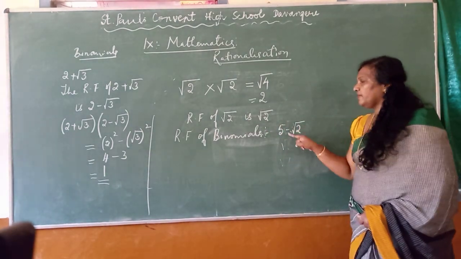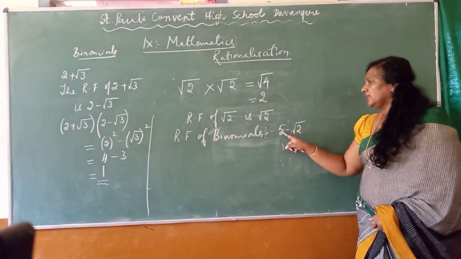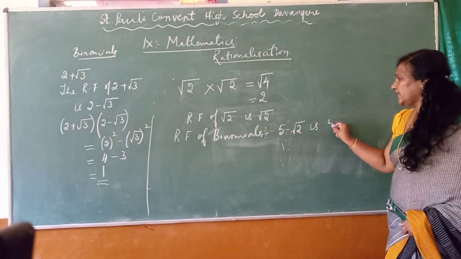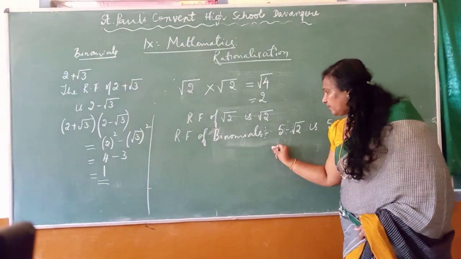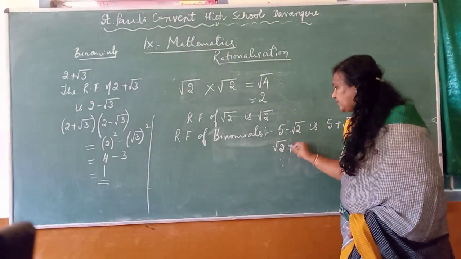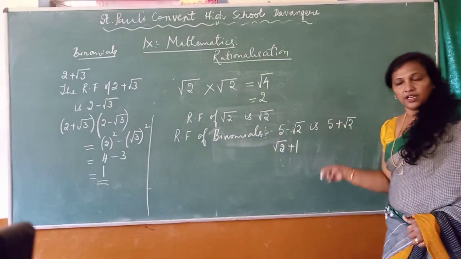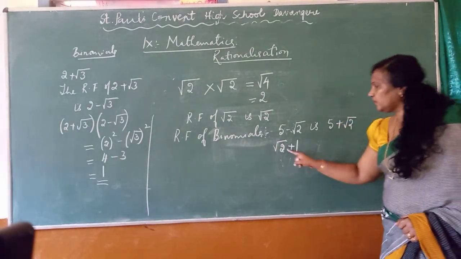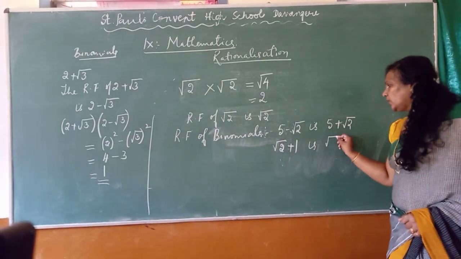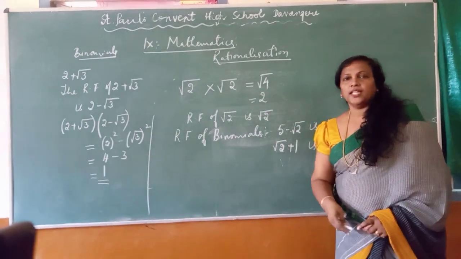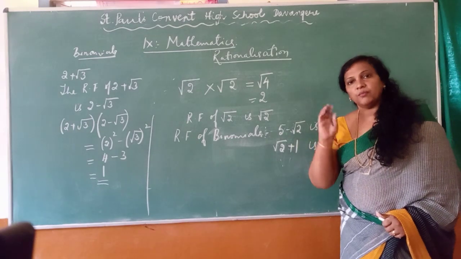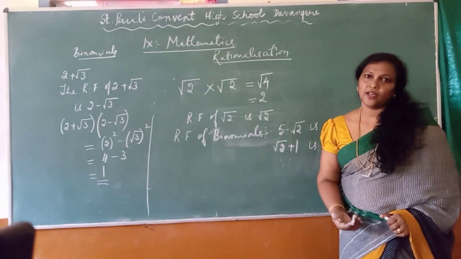So what is the RF of 5 minus root 2? The RF of 5 minus root 2 is 5 plus root 2. What is the RF of root 2 plus 1? The RF, that means rationalizing factor, of root 2 plus 1 is root 2 minus 1. So you are able to tell the rationalizing factor of monomials as well as binomials.